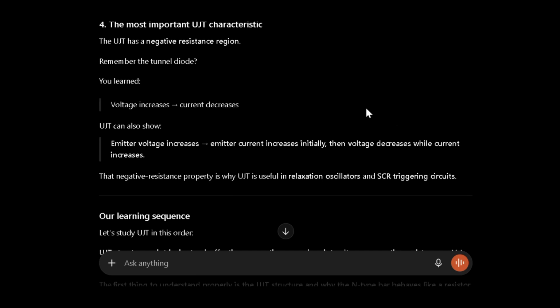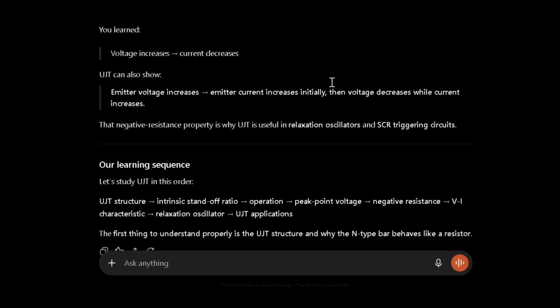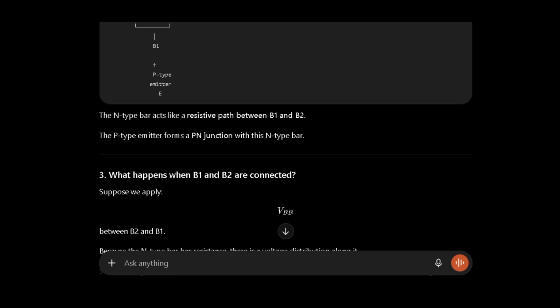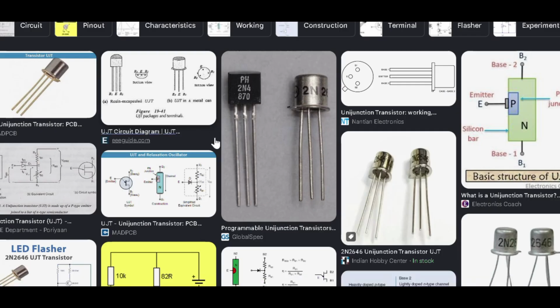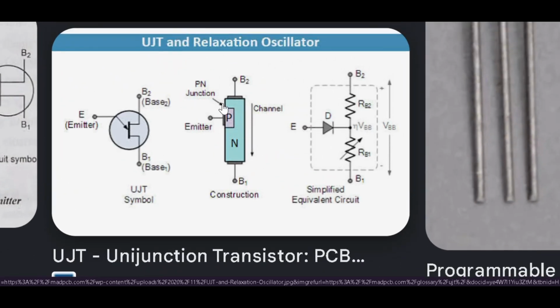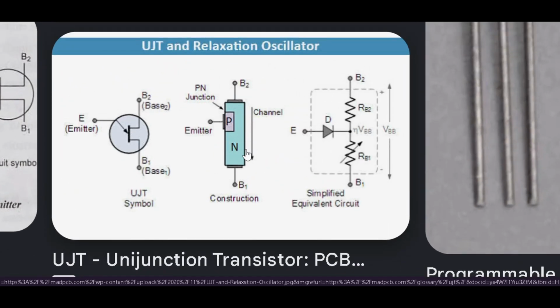This is the picture you can see, and the simplified circuit where B1 and B2 are connected. This is how the transistor is.